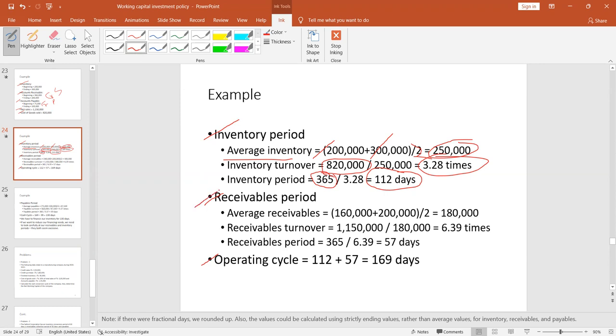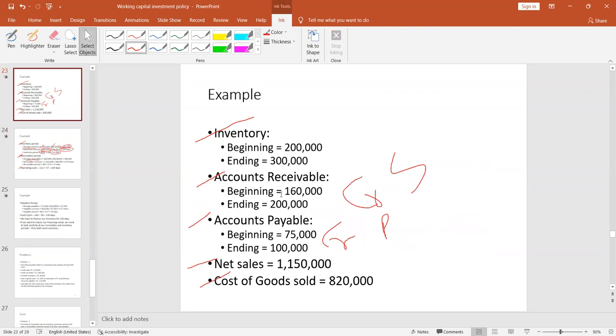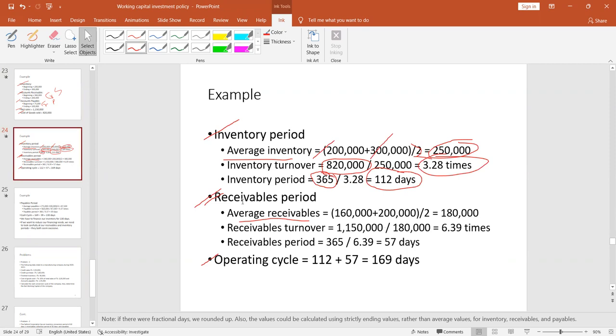Receivable period. Again, the process is the same. First, average receivables. How can you calculate this? Beginning plus ending receivable divided by 2. So you see 160,000 and 2 lakh divided by 2. Yes, okay. Then what do you have to do?